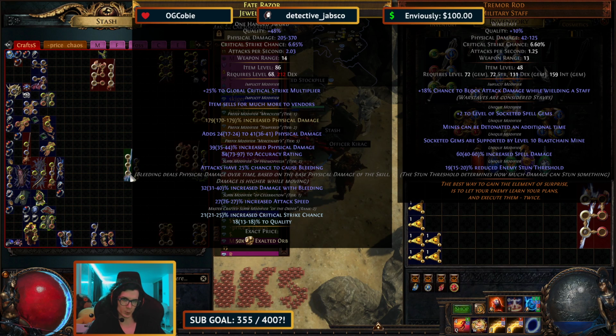which doesn't account for critical strike chance or weapon range or multiplier or anything like that. It only accounts for physical damage and attack speed. That's all that matters, and obviously quality, because quality increases the actual physical damage from it.